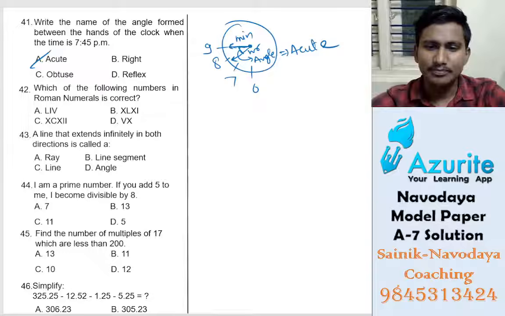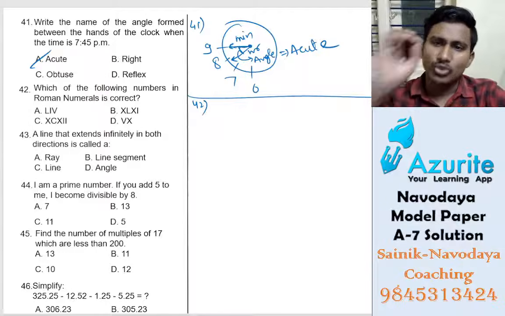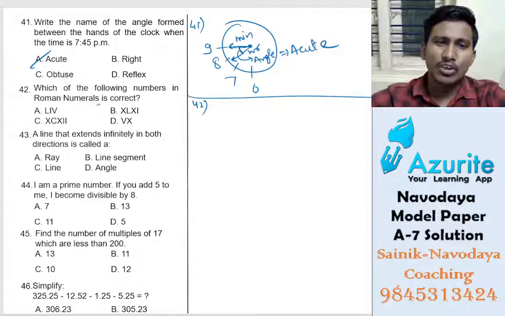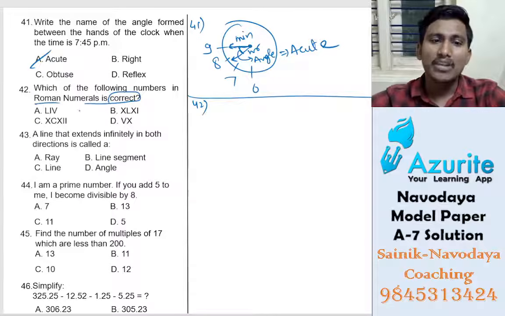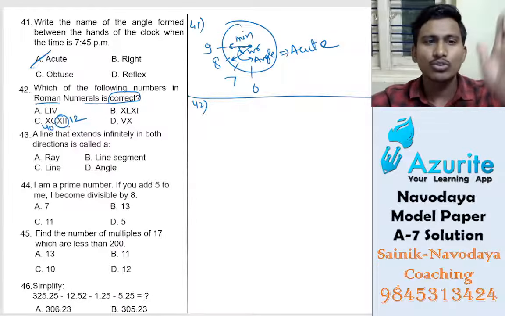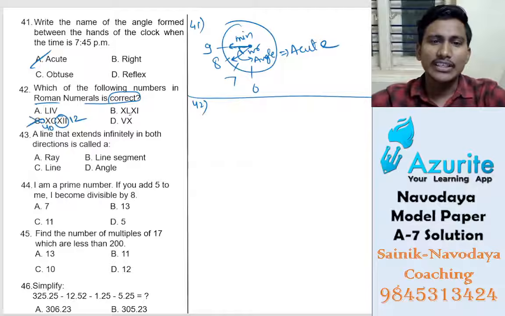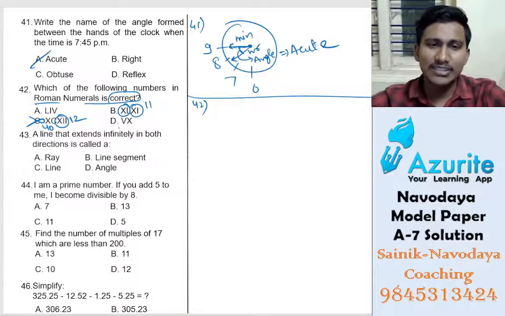Very easy. So see here in 42 question, which of the following numerals is correct? Roman numeral is correct, we have to see. So we can't write like this. This is 12 and this is 40. 40 plus 12, 52. We don't write like this. That is wrong. Here it is 40. This is 11. 40 plus 11, 51. We don't write like this.